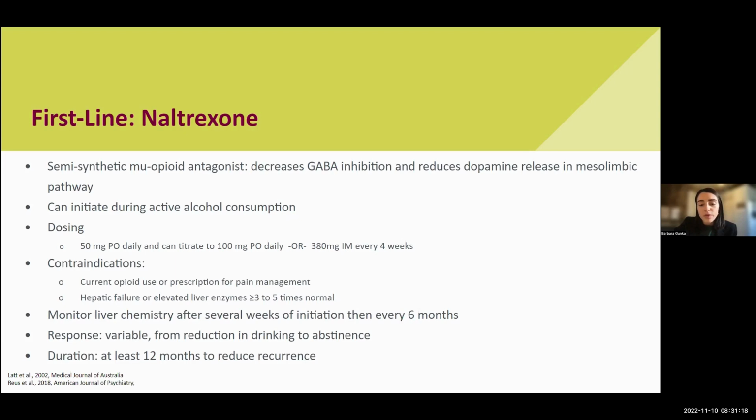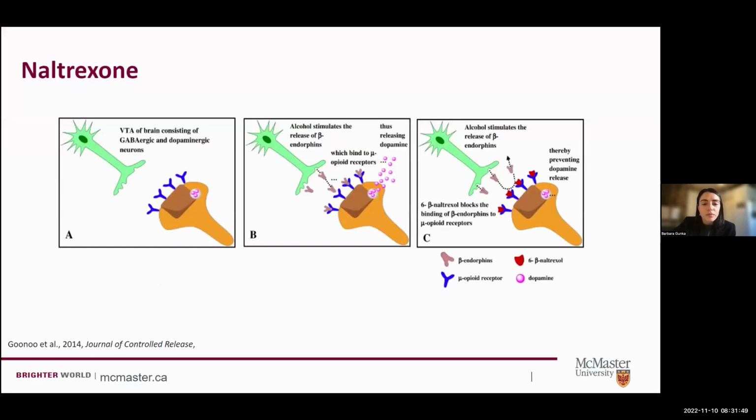Monitoring for these patients would be liver chemistry prior to initiation, then several weeks after initiation, and then about every 6 months after that. The response is variable and depends on your goals of therapy. If the goal is to reduce drinking, then your marker would be, have they been able to reduce their drinking? And if the goal is abstinence, has that been achieved? The duration is at least 12 months, and that would be your marker to help reduce recurrence of alcohol use. And this is just a quick pictograph of the action of naltrexone, which again, I won't go over, but essentially looks at the mu-opioid receptors.